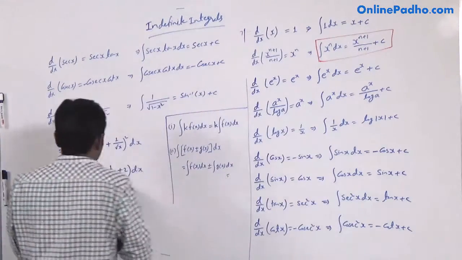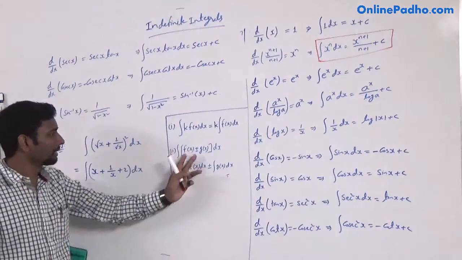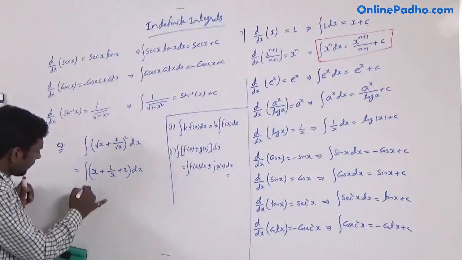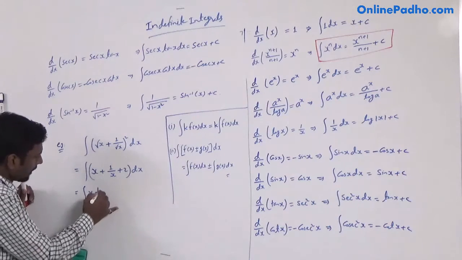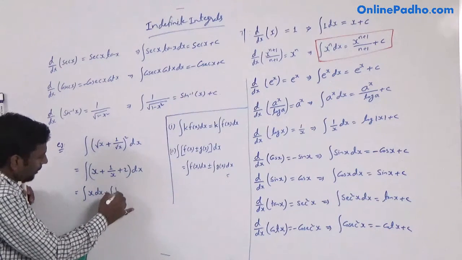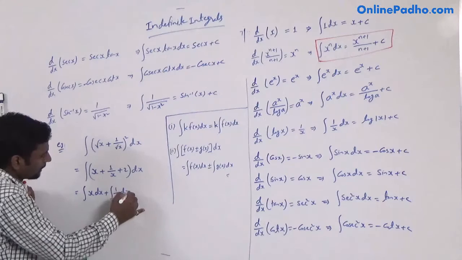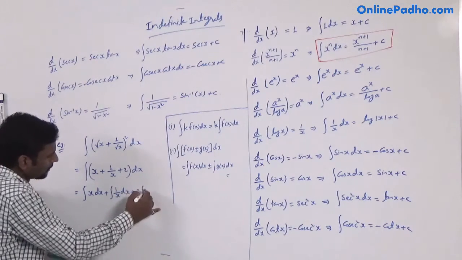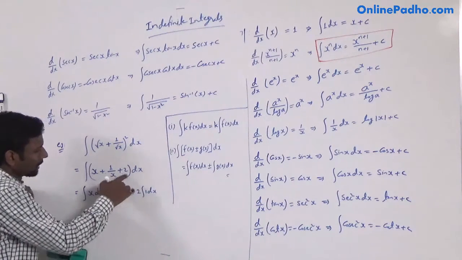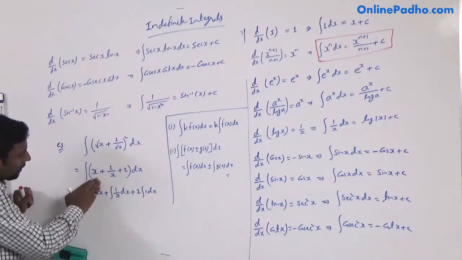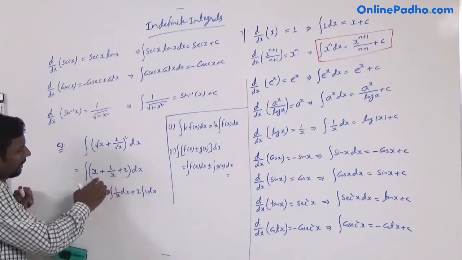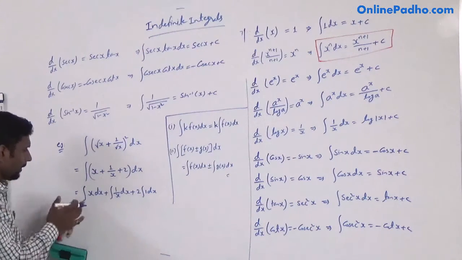Now in this question, we have to separate this one by this formula. We can write it as integration of x dx plus integration of 1 by x dx plus 2 multiply integration of 1 dx. You can take 2 constant outside the integration, right? So we have to separate the integration into 3 different integrations. Now we can integrate these functions.